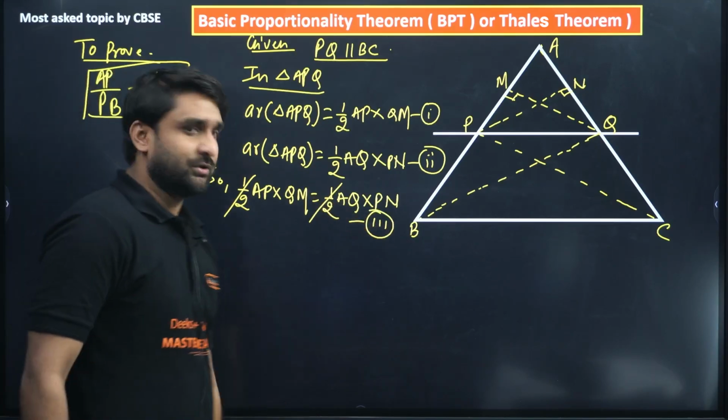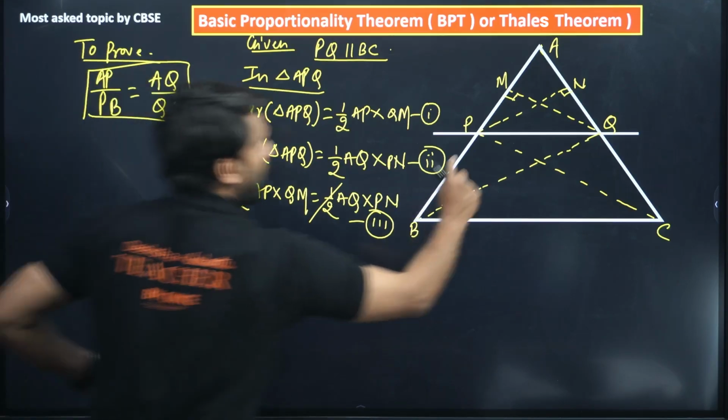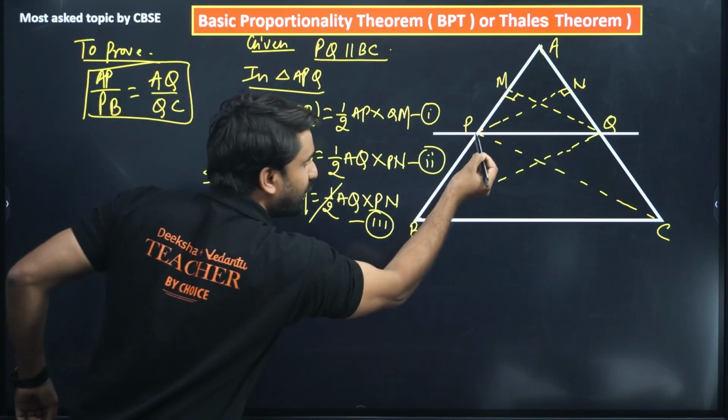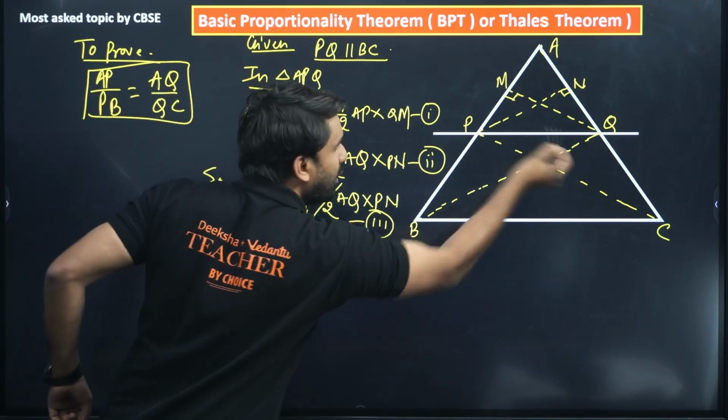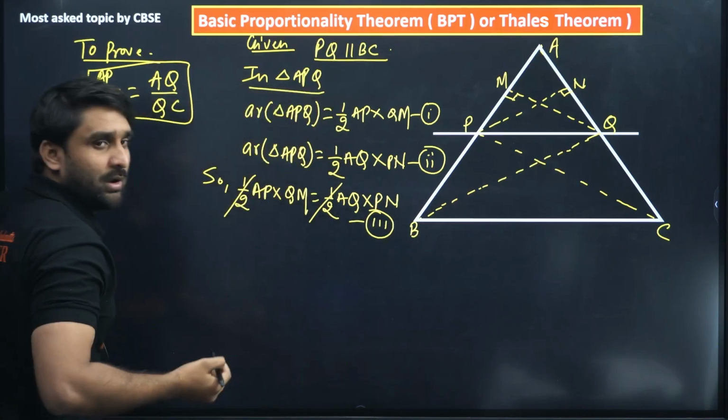You can call this equation number 3. Okay. Now one thing here. Now come in this triangle. Whatever I'm writing here, focus on that only. So look at the triangle PBQ. I hope this is clear.